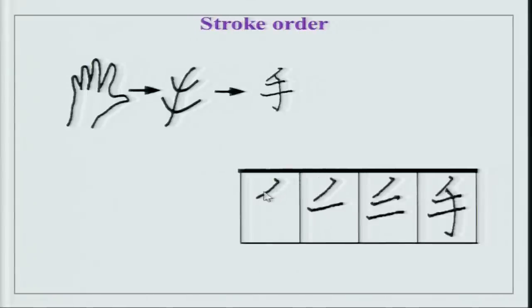You have 1, 2, then you have 3, and then 1, 2, 3 and 4. So this is how it is made. The te is there, and then that's how it's divided. You can see it. Te.